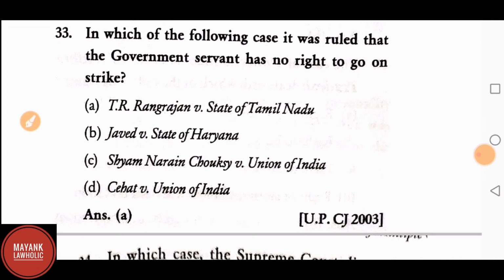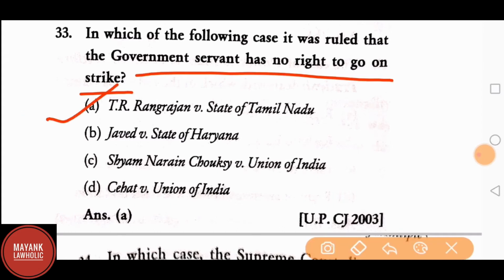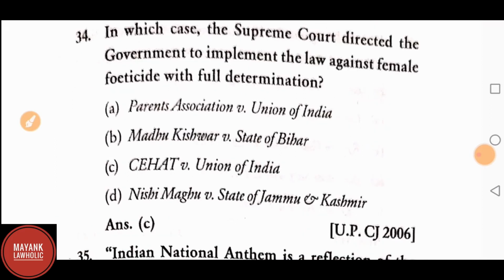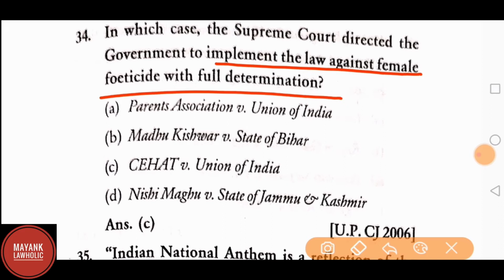Question number 33. In which of the following cases was it ruled that the government servant has no right to go on a strike? Option A. T.K. Rangarajan versus State of Tamil Nadu, B. Javed versus State of Haryana, C. Shyam Narayan Chouksey versus Union of India, D. Chehat versus Union of India. The answer is A. T.K. Rangarajan versus State of Tamil Nadu. Question number 34. In which of the following cases did the Supreme Court direct the government to implement the law against female feticide with full determination?